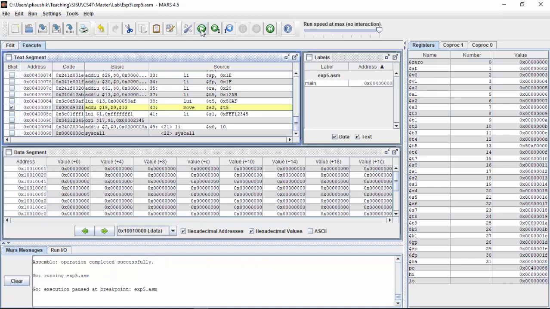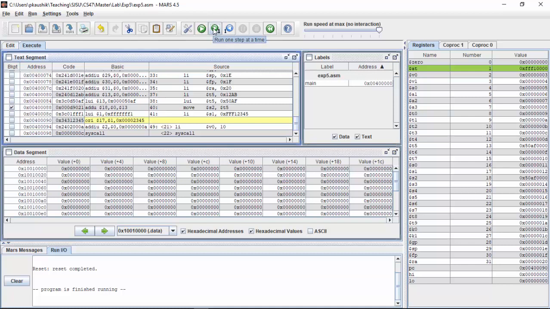So let's look at that. Till here we came, and the next instruction came here, S2 was changed from this. And then in the next instruction, see, the AT is changed and FFF1 has been placed into the upper half of the assembler temporary register. And the next one, ORI, will take this and my immediate bit pattern 2345, which will give me FFF12345.